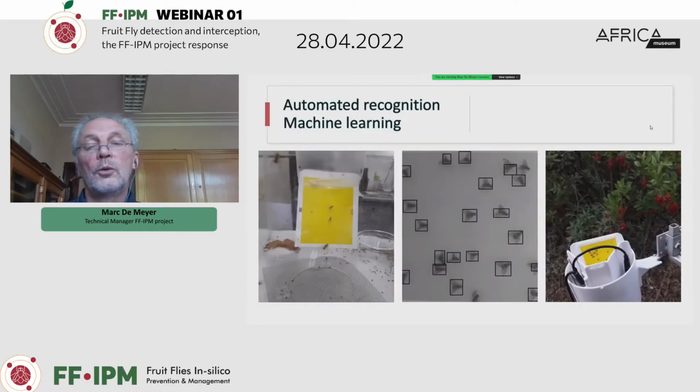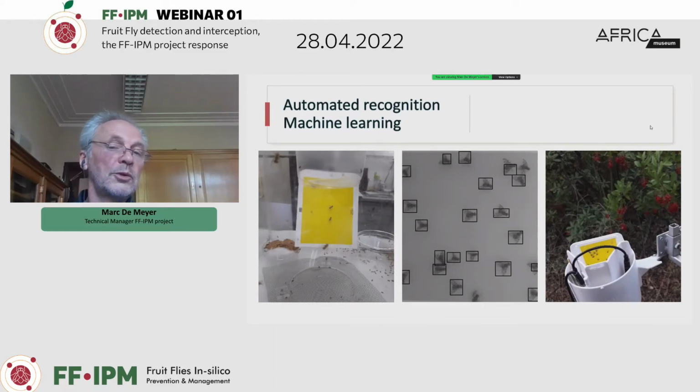Now, it's all well to inspect all these images, but sitting in front of a computer and going through hundreds of images every day to see if there's anything exotic shown there is also quite tedious and labor-intensive work. So can we not automate that? Yes, you can automate it by machine learning.